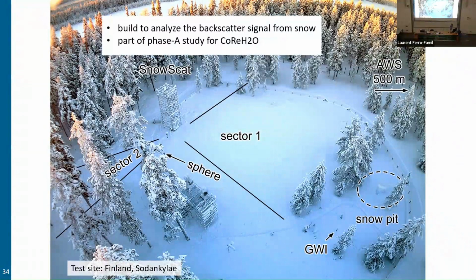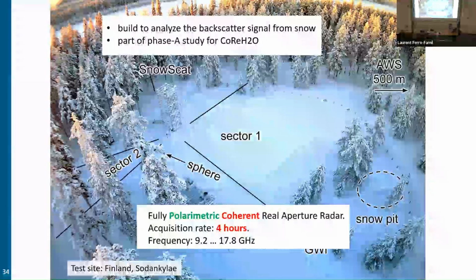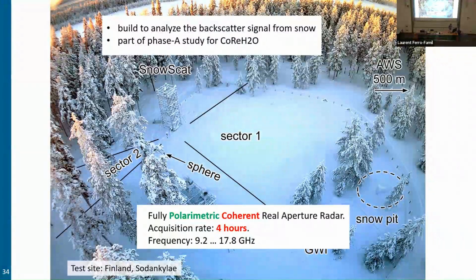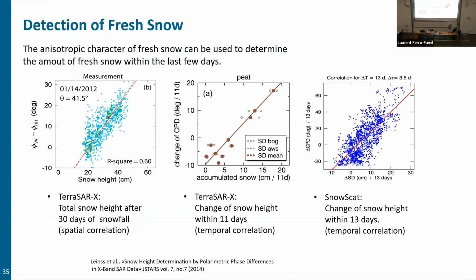So this part has been analyzed, mainly this sector here, in order to see if we can really do snow height estimation, and if you would have a very strong relation to HH and VV. The acquisition, you see, is really perfect because it's every 4 hours, which is very good in order to see if I can detect fresh snow.